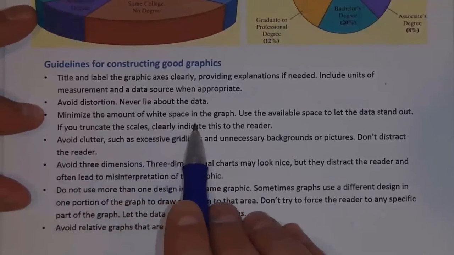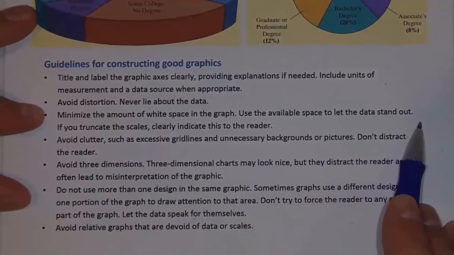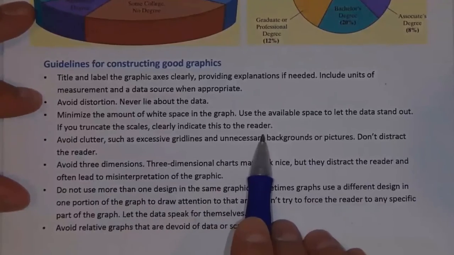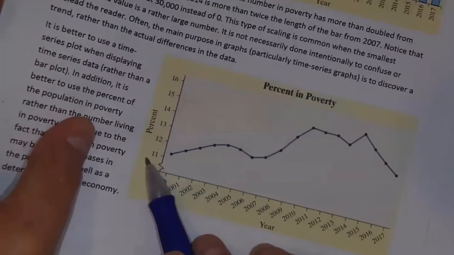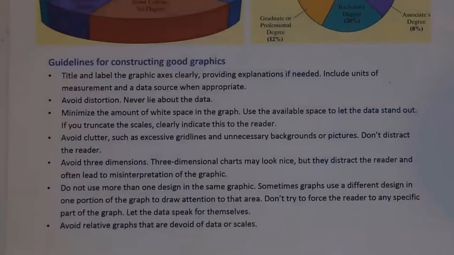Minimize the amount of white space in the graph. Use the available space to let the data stand out. If you truncate the scales, clearly indicate this to the reader. So truncating the scales, we saw that like here, right? So this was truncated. We changed the scale, so that little mark right there indicates that we've done that. So again, that's a message to pay attention maybe to the trend more than the actual values.